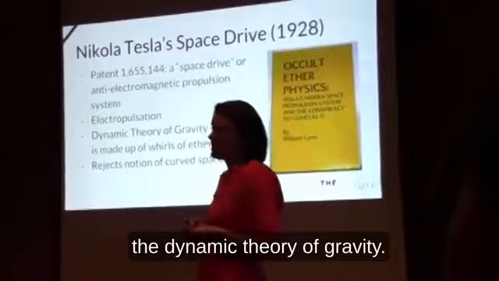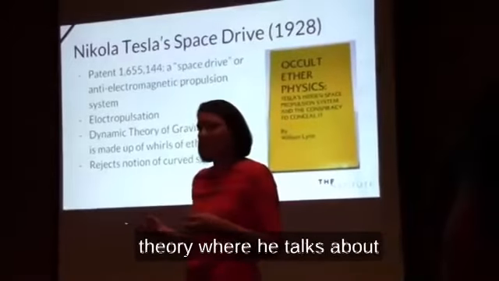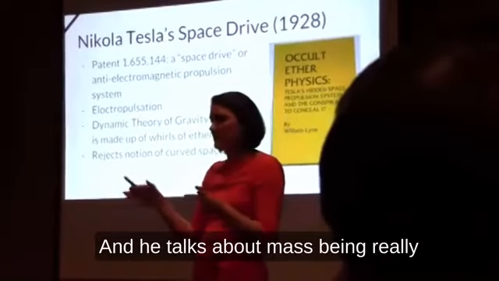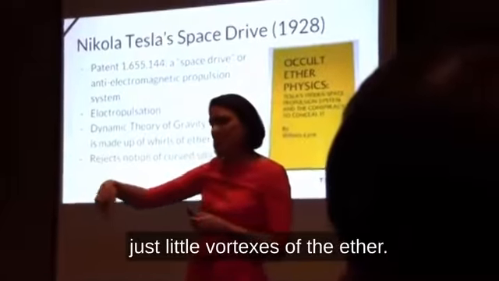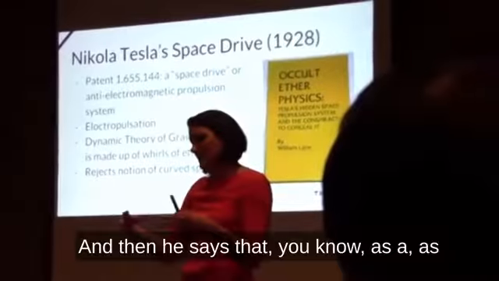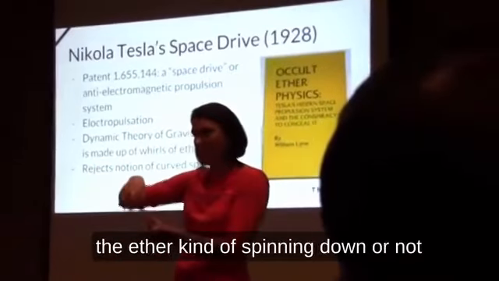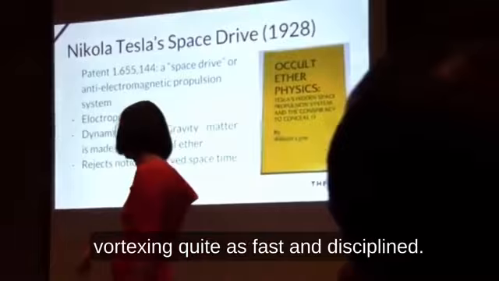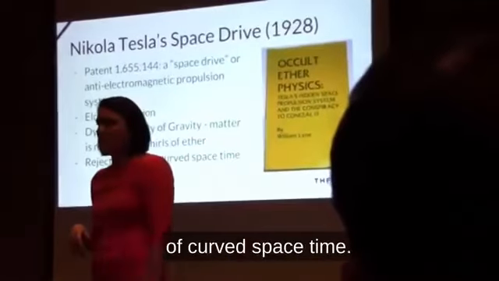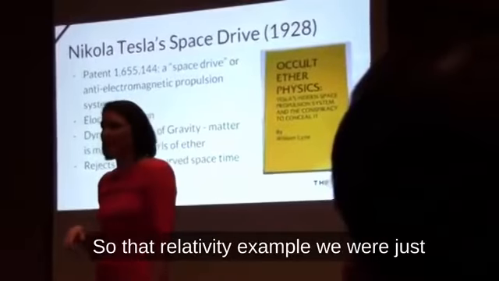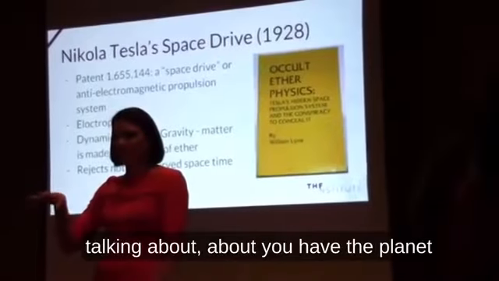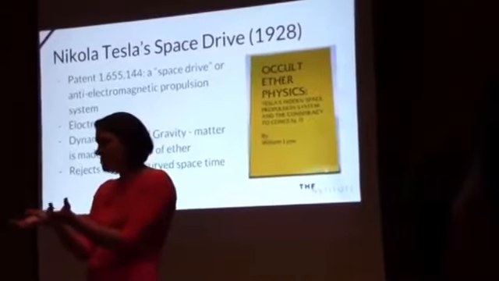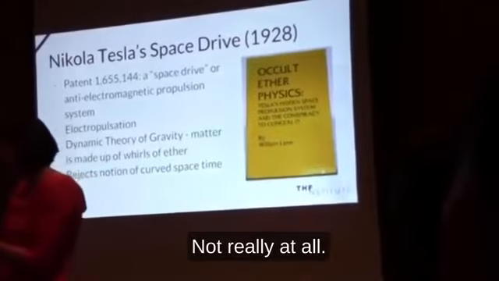And he had what he called the dynamic theory of gravity, which was really more of an ether theory, where he talks about ether filling all of space, and mass being really just little vortexes of the ether. Then he says that as a particle decays, it's really just the ether spinning down, not vortexing quite as fast, and dissipating. And he totally rejects the notion of curved space-time. So in that relativity example we were just talking about, with the planet sitting in curved space-time, Tesla doesn't agree with that at all.